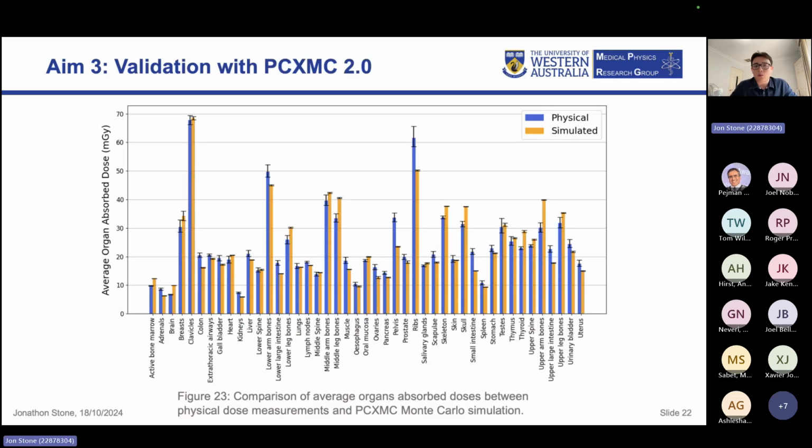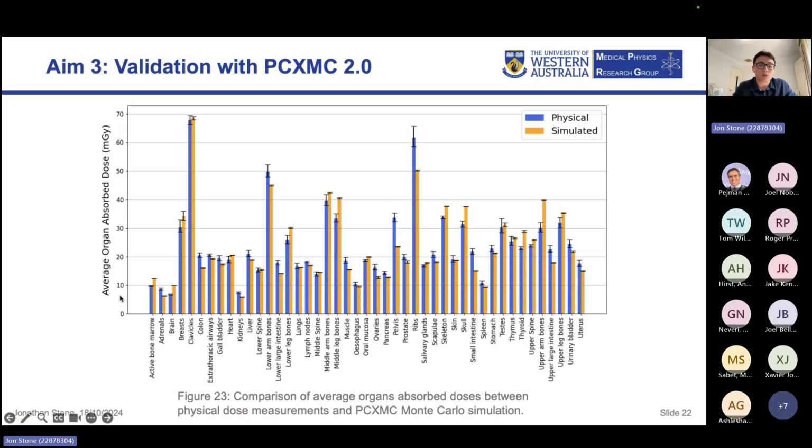So now onto validation with PCXMC 2.0. So we simulated the exact same procedure in PCXMC. So 60 kVp, 50 by 50 field size, almost a full body exposure and everything. Same filtration, same tube anode angle. And we can see that our phantom exhibits pretty close dosimetry qualities to the simulation. So for example, our clavicles here exhibit quite a good conformality, but some organs like the ribs show a bit more of a difference, and some organs like the pelvis also show a bit more of a difference.